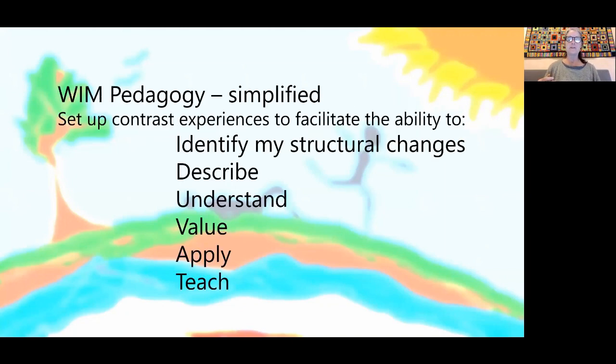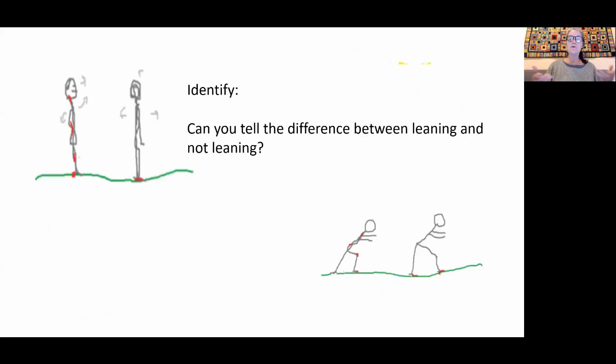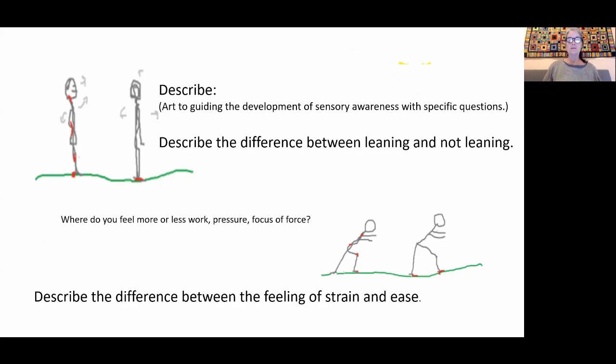In the Wholeness in Motion pedagogy, a simplified version, we set up contrast experiences to facilitate the ability to identify my structural changes, to describe, to understand, value, apply, and teach. So I'll use what we did last week in class, the leaning comparison. It was a contrast moment between leaning and not leaning. So identify: can you tell the difference between leaning and not leaning? And try that even now as you are listening to this, sitting or standing. Describe the difference between leaning and not leaning.